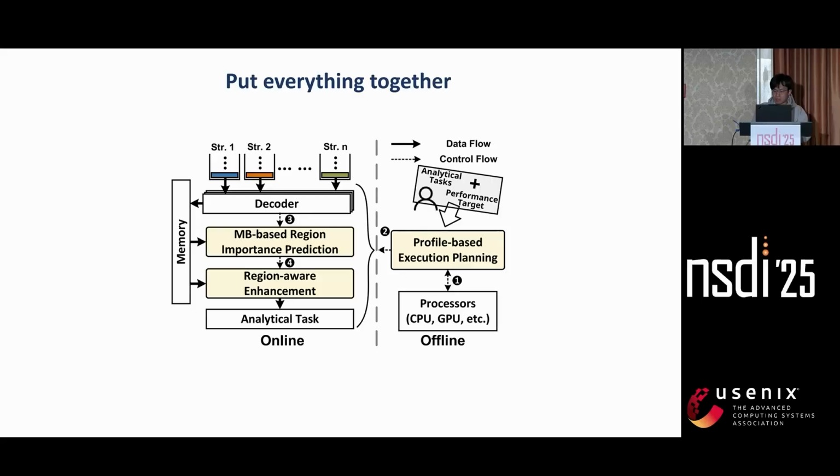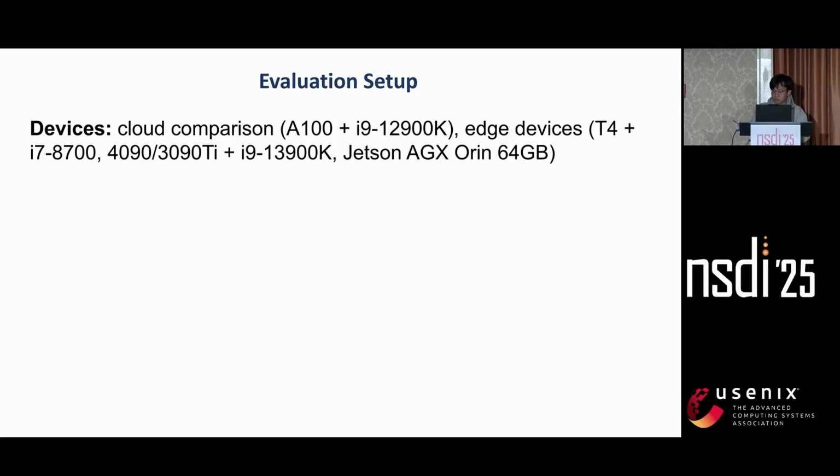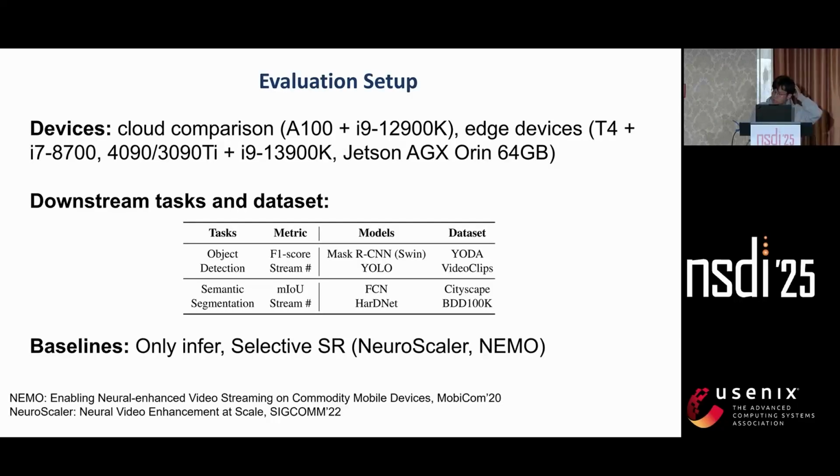Finally, we put everything together and get the RegenHance architecture. We conduct a comprehensive evaluation across diverse hardware platforms, including cloud servers, edge servers, and consumer-grade GPUs. The experiments include 2 downstream tasks, object detection and semantic segmentation. Our approach was benchmarked against 3 baselines: the infer-only baseline and 2 selective SR baselines, NeuralScaler and NeMo.